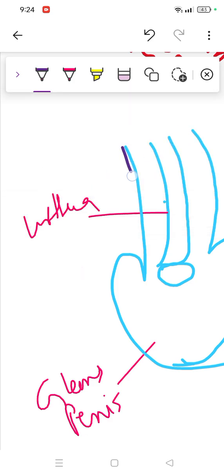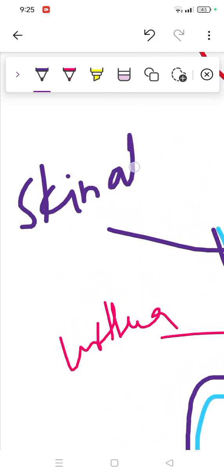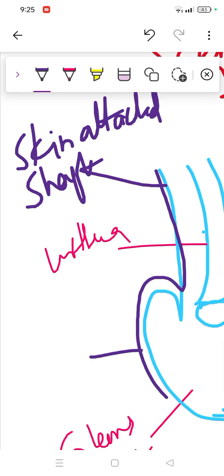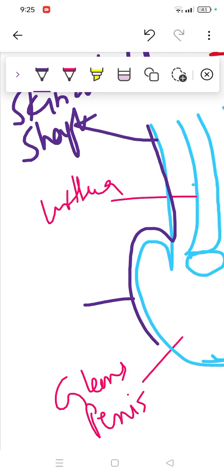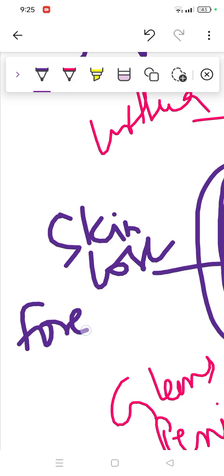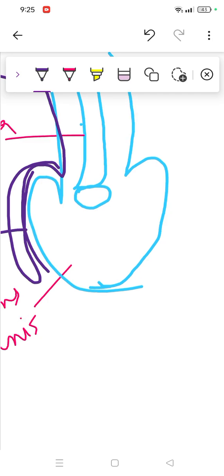Here comes the outer covering-like structure. This covering is called skin. When skin is attached, that's called the shaft. And here you'll see the urethra, and here the skin is kind of loose, as I mentioned, like this kind of structure. When the skin gets loose, that's also called the foreskin. So I'm sure this detail is clear to you.